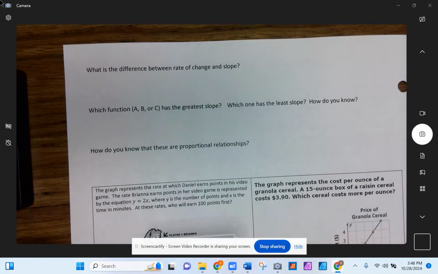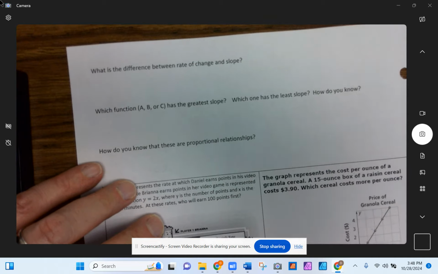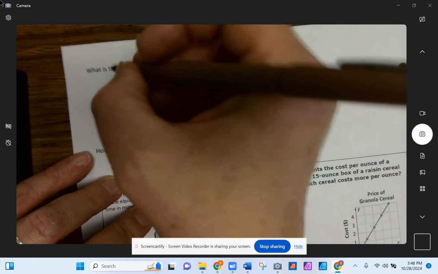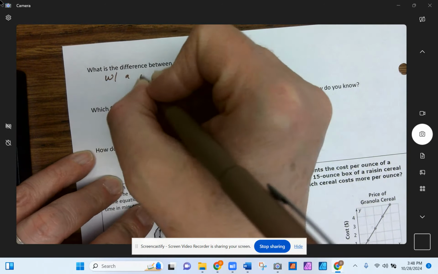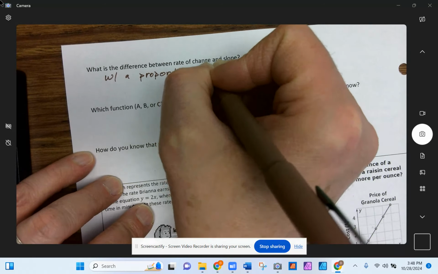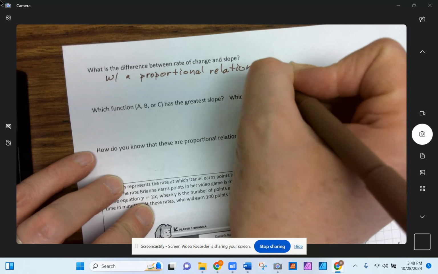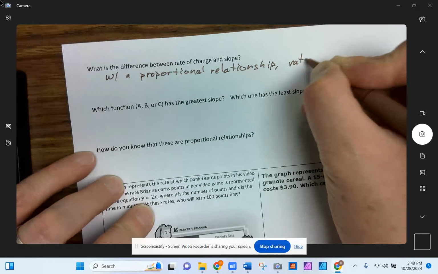What is the difference between rate of change and slope? Well, when you have a proportional relationship, there is no difference. Okay, so with a proportional relationship, rate of change and slope are the same thing.